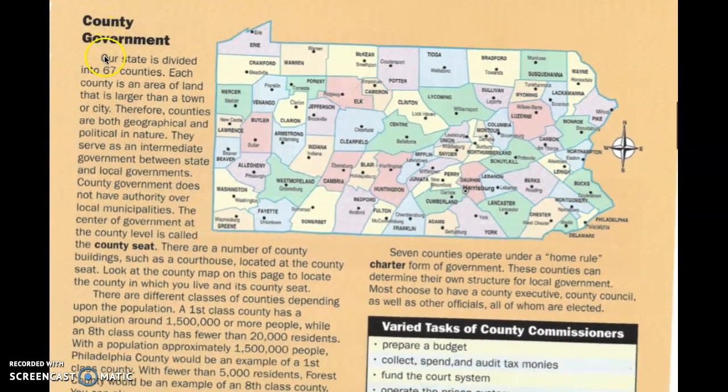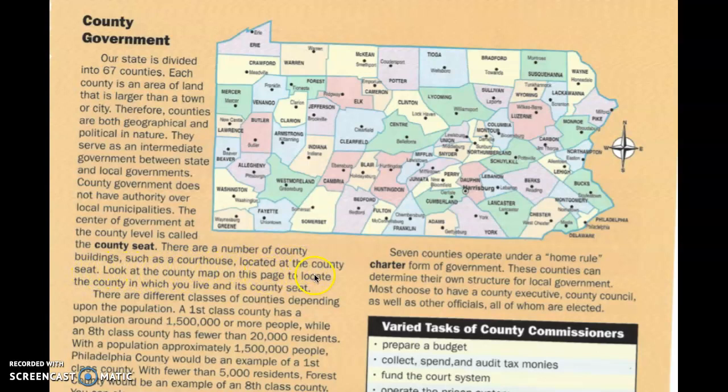County government. Our state is divided into 67 counties. Each county is an area of land that is larger than a town or city. Therefore, counties are both geographical and political in nature. They serve as an intermediate government between state and local governments. County government does not have authority over local municipalities. The center of government at the county level is called the county seat. There are a number of county buildings, such as a courthouse, located at the county seat.